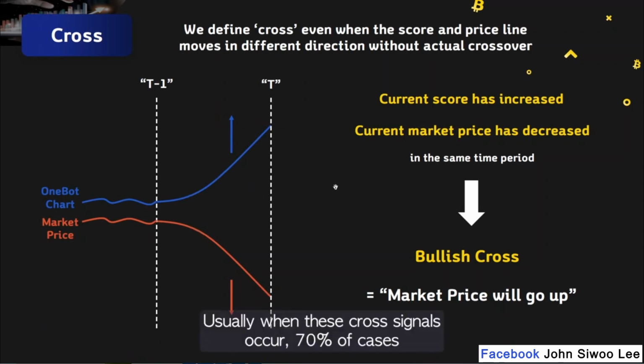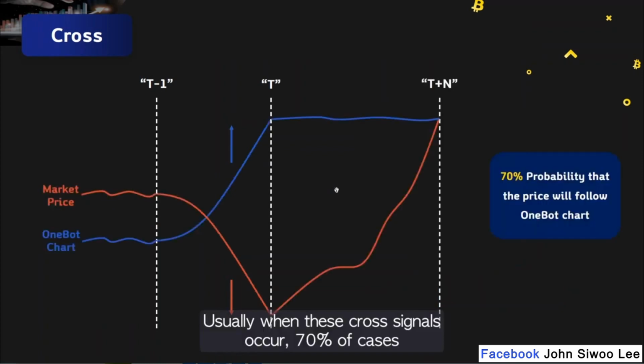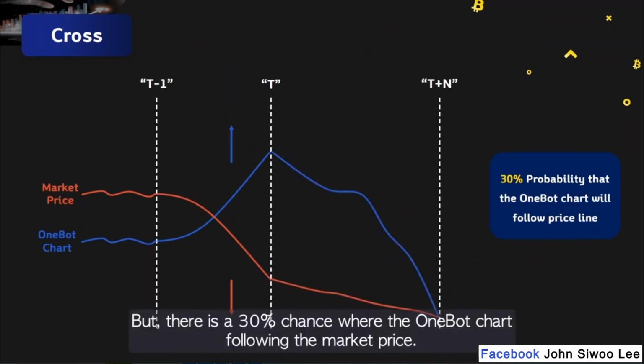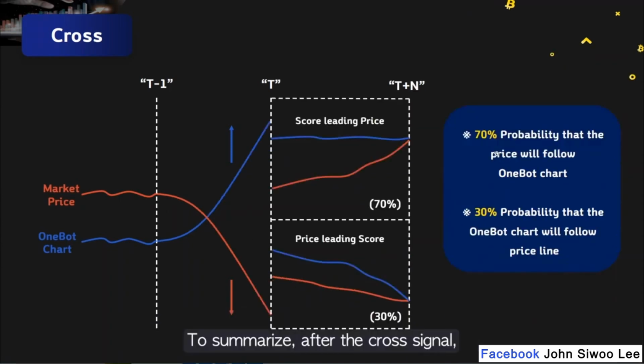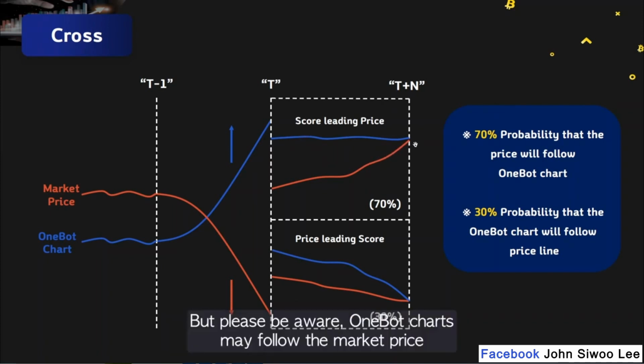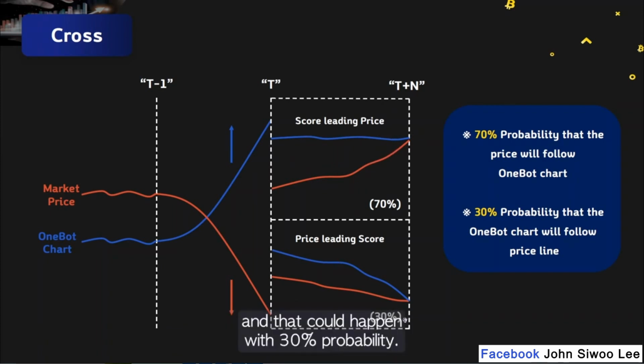So usually when these cross signals occur, 70% of the time, the market price will follow the Onebot chart after a few hours. But there is a 30% chance where the Onebot chart follows the market price. So to summarize, after the cross signal, the market price follows the Onebot chart in about 70% of the time. But please be aware, Onebot charts may follow the market price, and that could happen with 30% probability.